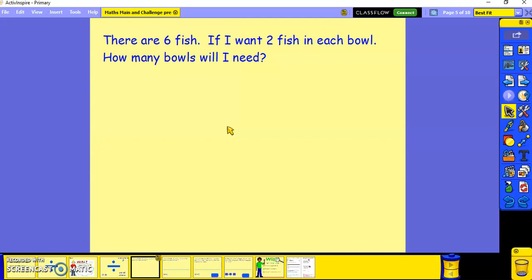So here's your question. There are 6 fish. If I wanted 2 fish in each bowl, how many bowls will I need? So you could have a go at writing the number sentence. You could show me some workings out. See how you work it out. It could be drawing pictures. Just have a go to begin with. Okay, now you've had a chance to have a go at that.